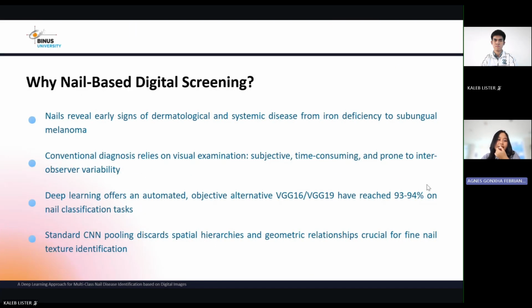So, why do we focus on nails? Nails can actually reveal early signs of both dermatological and systemic disease, ranging from something as common as iron deficiency to something as serious as subungual melanoma. The problem is conventional diagnosis still relies on visual examination by clinicians, which is subjective, time-consuming, and prone to inter-observer variability. Deep learning offers a more automated and objective alternative. Previous work using VGG16 and VGG19 has already reached around 93 to 94% accuracy on the classification task.